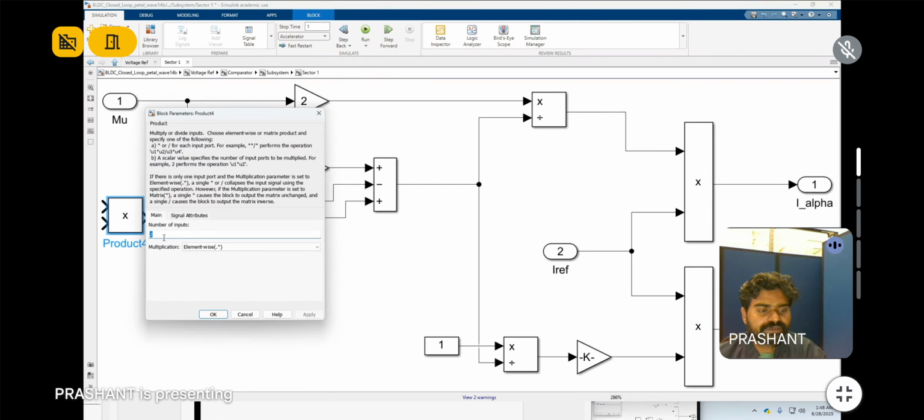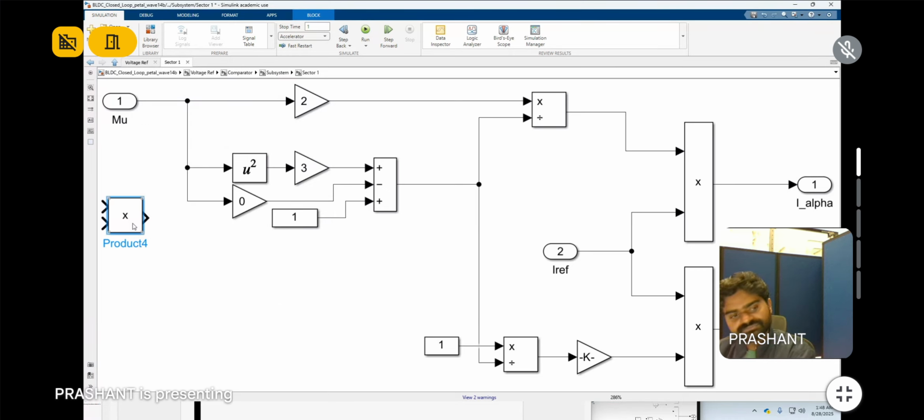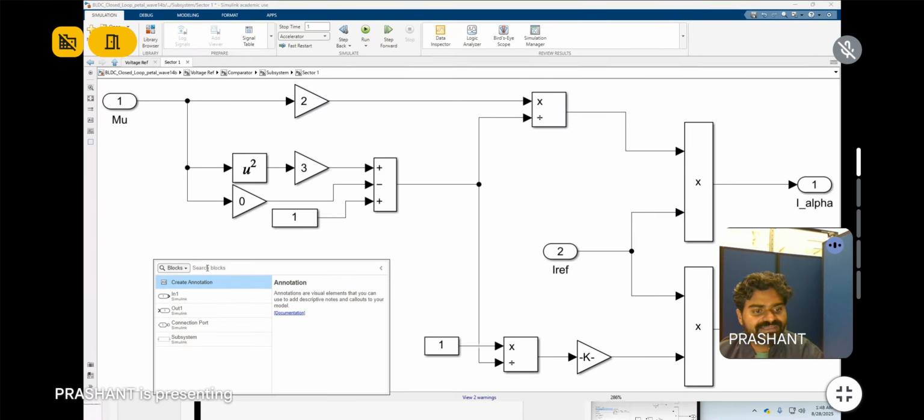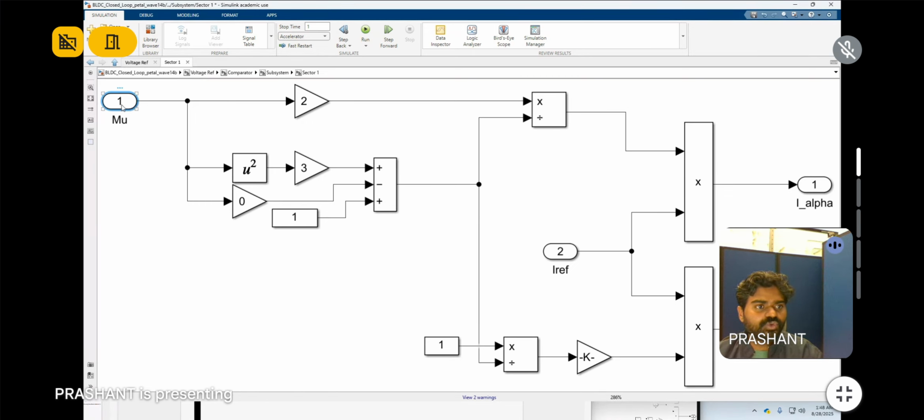If you double click over it, we can increase the number of ports. Whatever number of ports we want, we can increase here. We can also simply write here, and we can get Goto and From. I will also show somewhere; From will come somewhere.